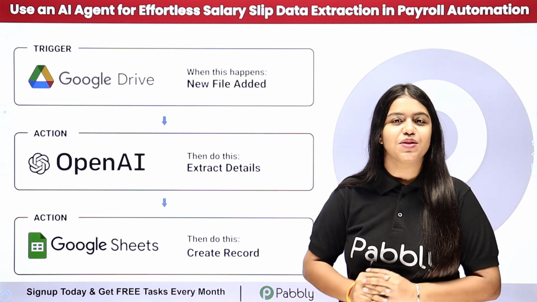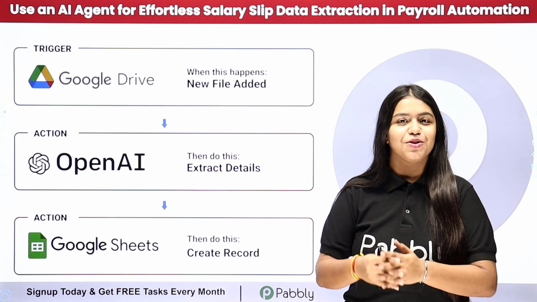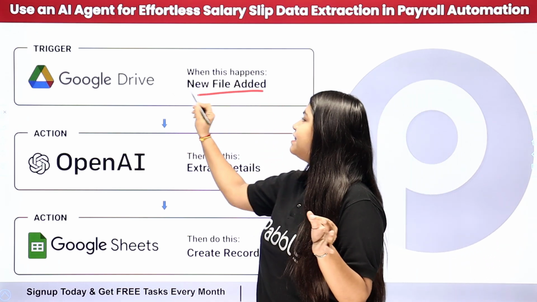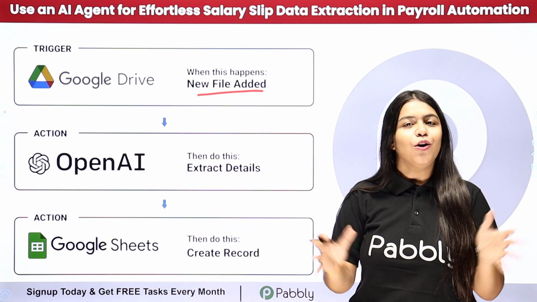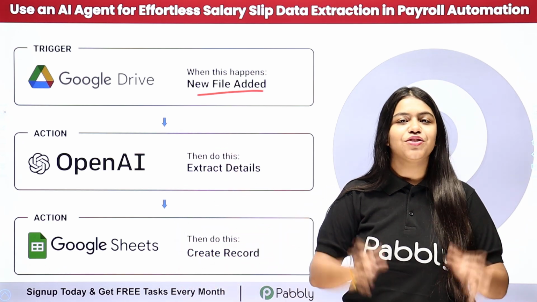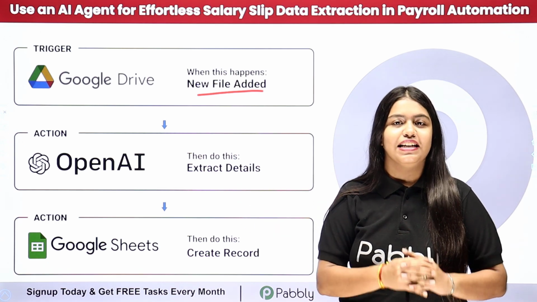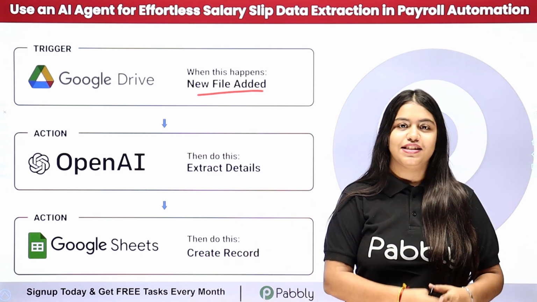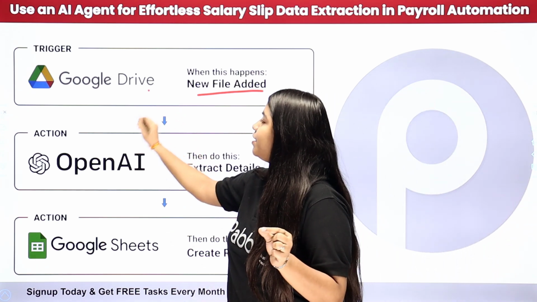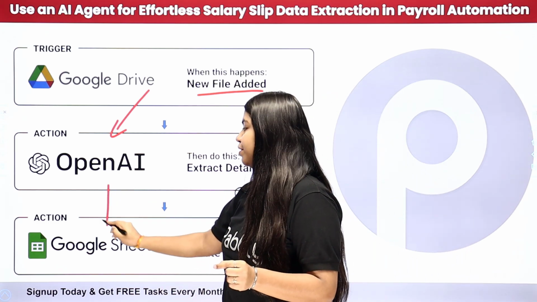So to solve this problem, I've simply created this automation where, as soon as I add my salary slip in my Google Drive account, automatically my AI agent, which is OpenAI, is going to extract the details from that salary slip, and then further we can add those details into our Google Sheets. So to do this, we are simply going to create a connection between Google Drive, my AI agent, which is OpenAI, and then Google Sheets.